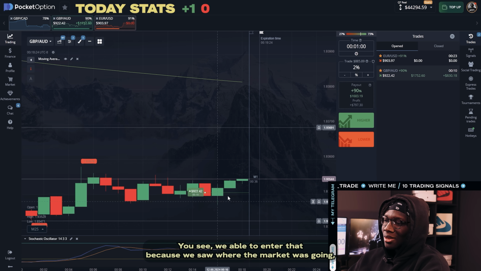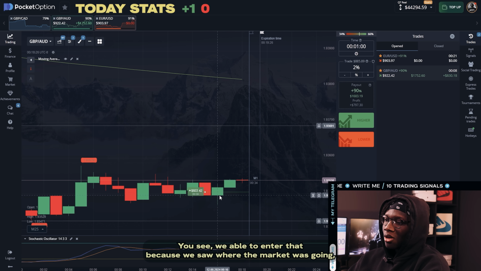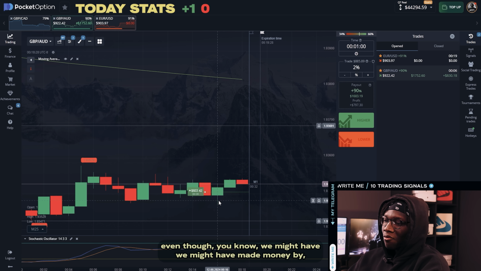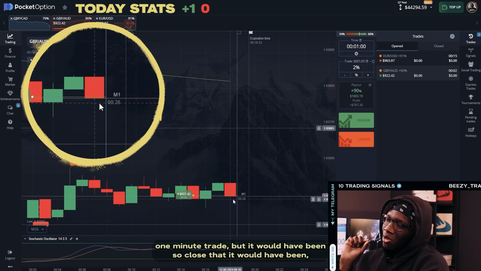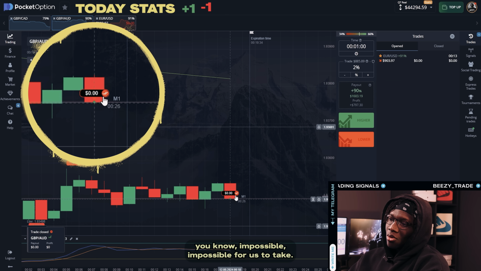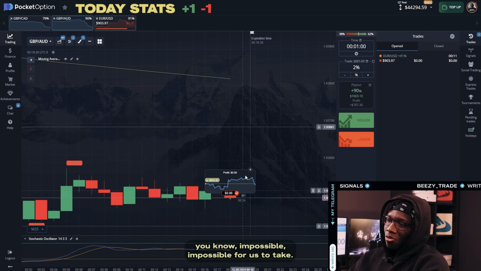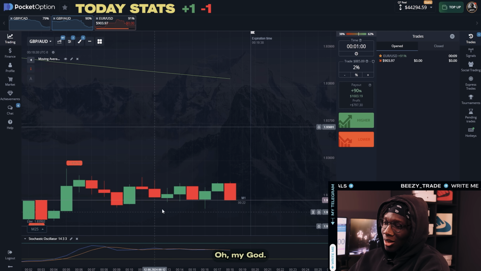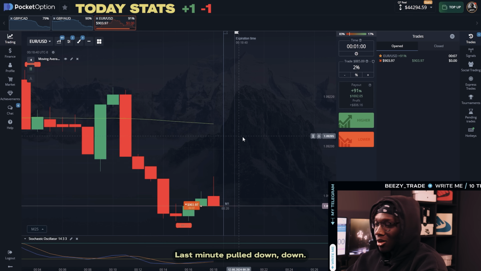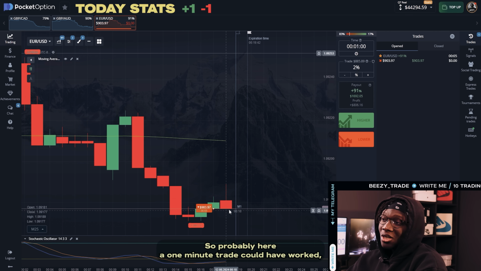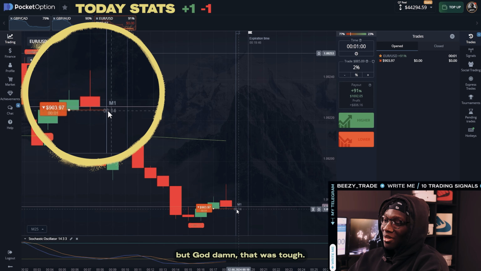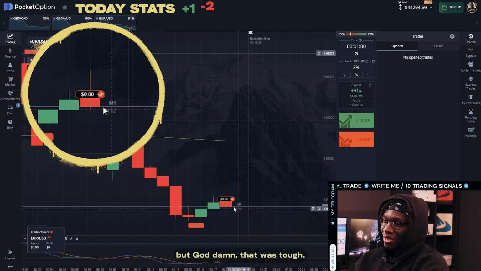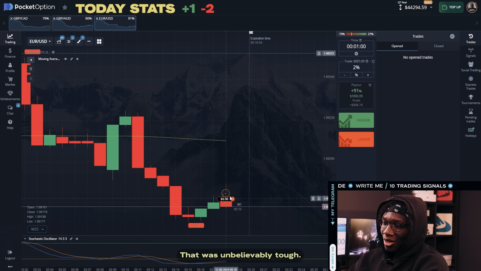You see, we were able to enter that because we saw where the market was going. Even though we might have made money by our 1-minute trade, it would have been so close that it would have been impossible for us to take. Oh my God, last minute pull down. So probably here our 1-minute trade could have worked, but that was tough. That was unbelievably tough.